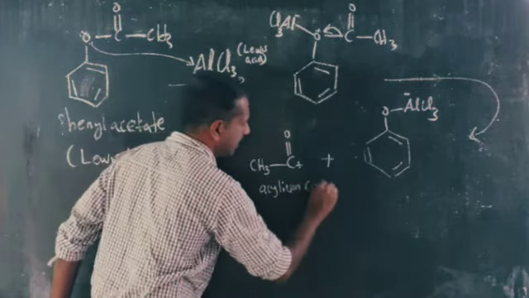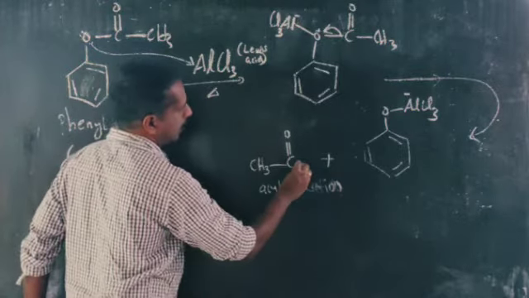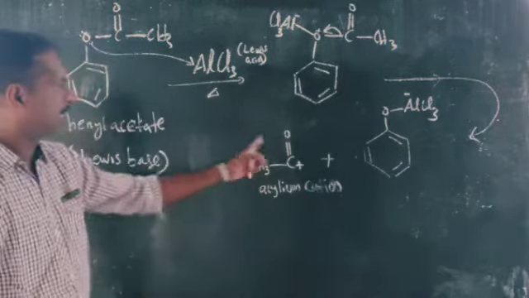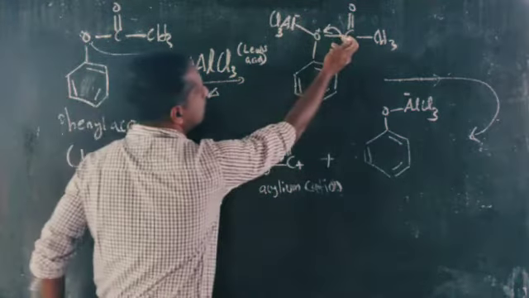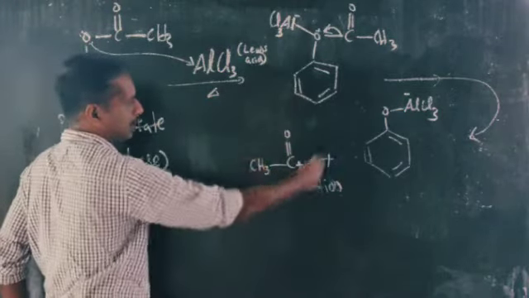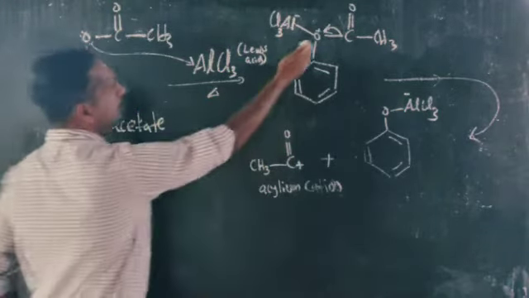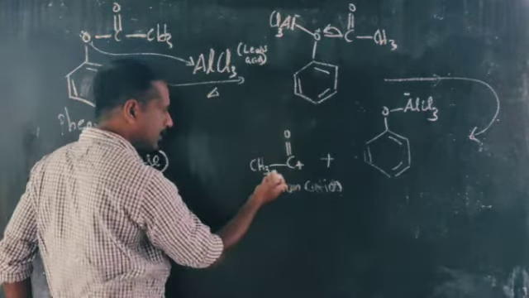Acylium cation. This acylium cation is acting as an electrophile. Okay, look at here now. This is important because the next step is starting with the acylium cation. Look at it here. Since this bond is breaking from this carbon, the carbon is getting a positive charge, so this is a cation. What is the driving force of breaking this bond, or why is this acylium cation separating?